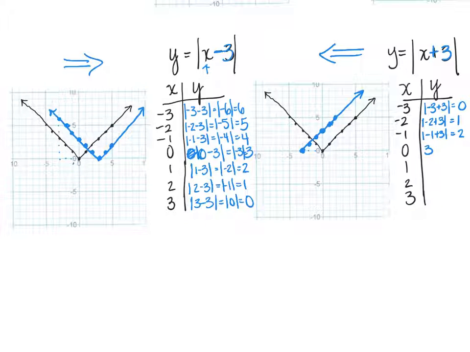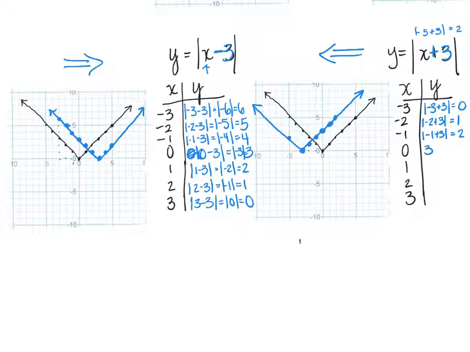And if I plugged in -5, -5 plus 3 is the absolute value of -2, which is simply 2. So I end up shifting my graph to the left. It is the exact same thing as this black one. It just went the opposite way.